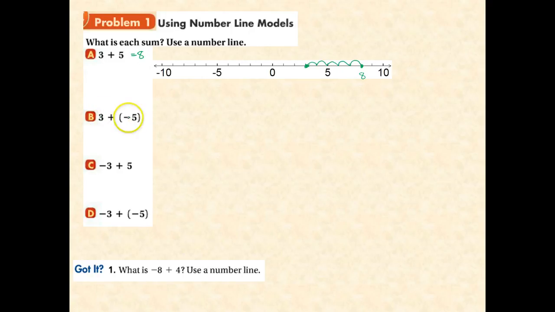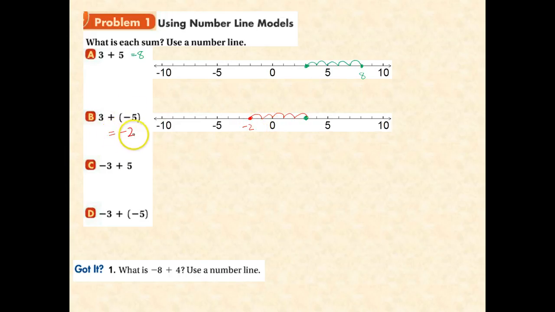What about 3 plus negative 5? Well, I'm going to start at 3. But then negative 5 means I'm going to the left 5. So 1, 2, 3, 4, 5. Here I am at, this is negative 1, negative 2. So 3 plus negative 5 is negative 2.